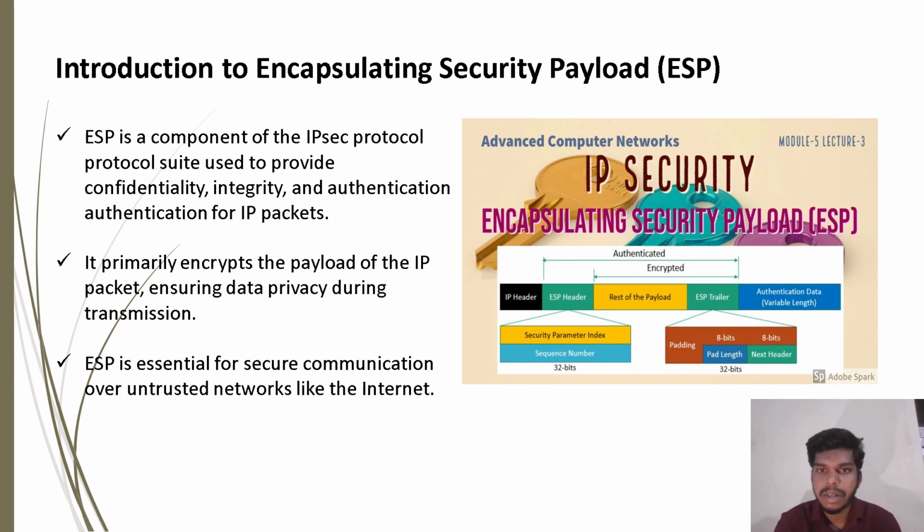We can see in the picture IP security Encapsulating Security Payload. It contains several blocks: IP header, ESP header, the rest of the payload, ESP trailer, and authentication data. The ESP header has a security parameter index along with the sequence number. And the ESP trailer has padding, with a padding length, etc.